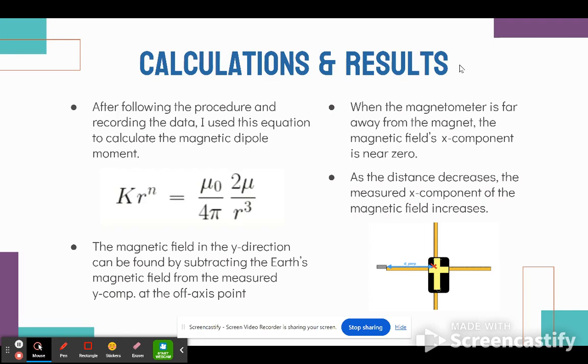So after following the procedure and recording the data, I use this equation to calculate the magnetic dipole moment. And the magnetic field in the y direction could be found by subtracting the Earth's magnetic field from the measured y component at the off-axis point. While the magnetometer is far away, the magnetic field's x component is near zero, and as the distance decreases, the x component increases.